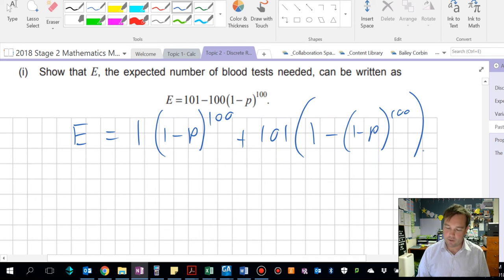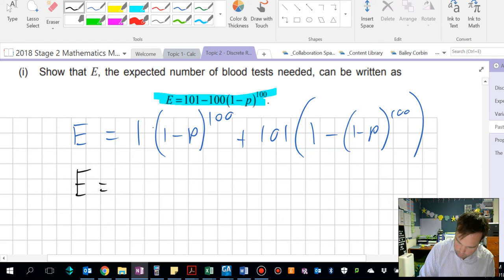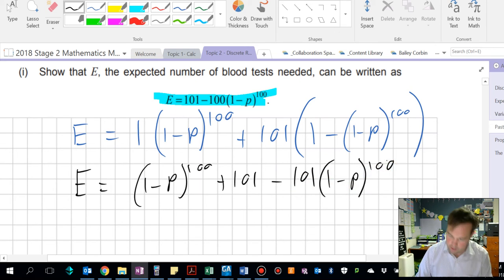Alright, now we're asked to show that. So we're aiming for that there, that's our endpoint, so let's do some algebra to get there. I would be expanding this right-hand portion. E equals, that 1 doesn't really need to stay, so we're just going to write it as 1 take P to the 100 plus 101 minus 101 lots of 1 take P to the 100.